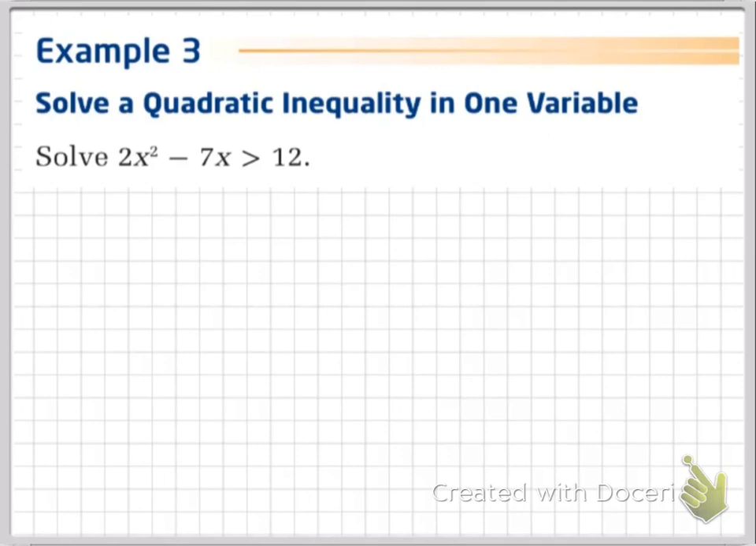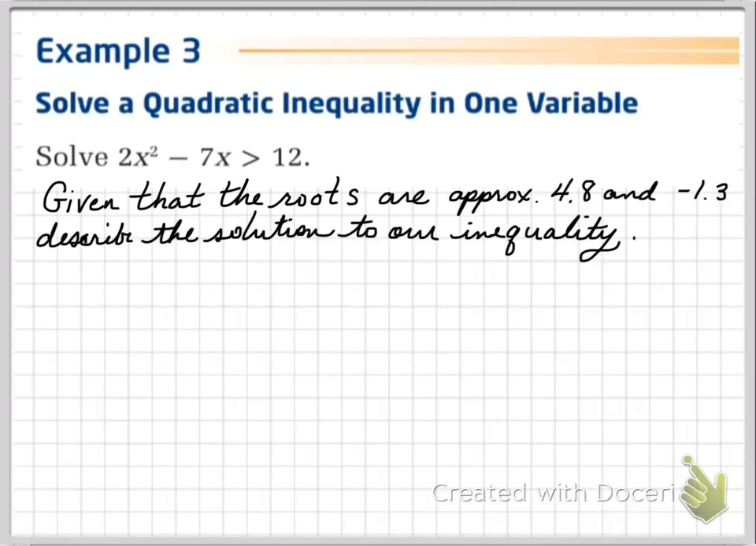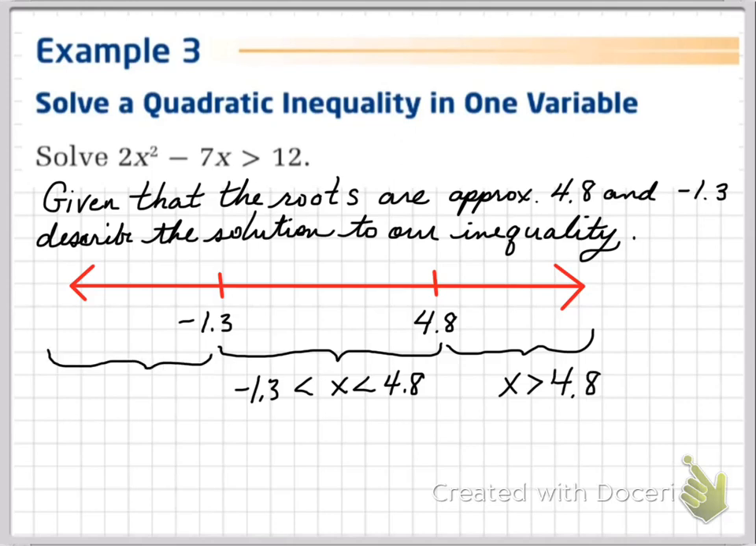Here in example 3, to solve this one, which we already did, we know that the roots were at approximately 4.8 and -1.3. So describe the solution of our inequality. Let's draw our number line. We're going to put down our 4.8 and our -1.3. That interval is where x is less than 4.8 but greater than -1.3. Over on this side, we have x greater than 4.8, and on the other side is where x is less than -1.3.